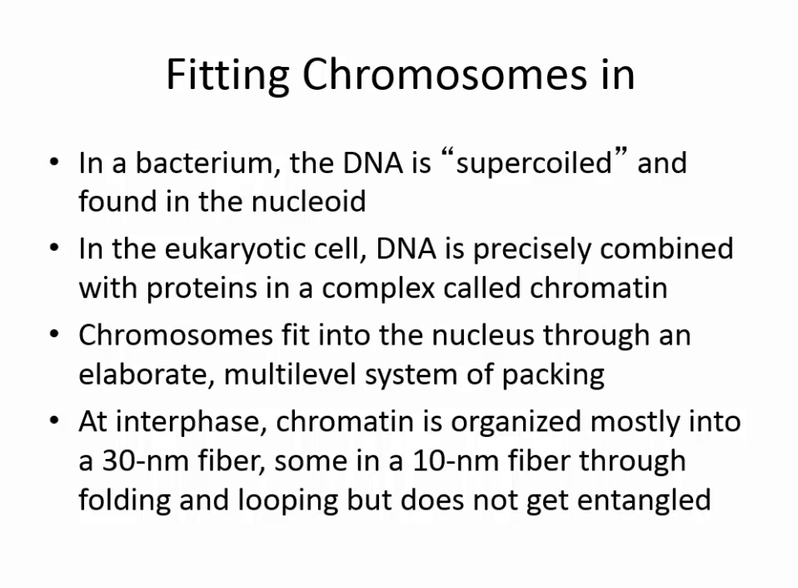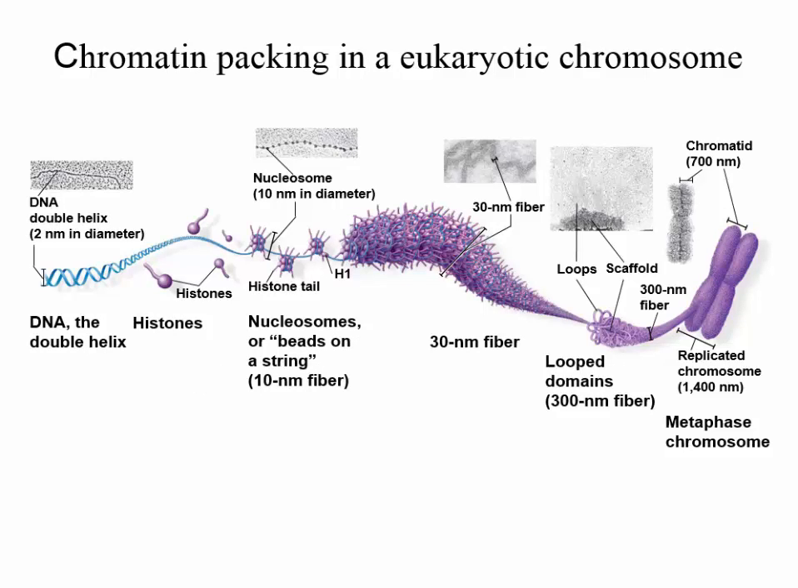That's the magic part of it. And this is what it looks like. This is when chromatin is packed in a eukaryotic chromosome. So notice from the left-hand side, the DNA, blue, double helix, and all these proteins, histones, come and attach to it. And then they wrap around this double helix and it looks like beads on a string. So this is a 10 nanometer fiber. But then that fiber wraps over itself and it becomes a 30 nanometer fiber.